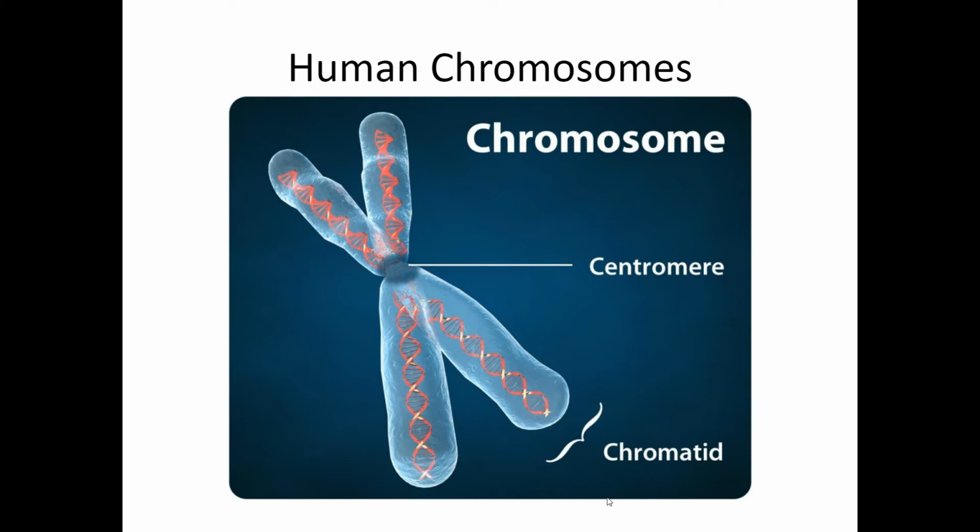22 of those homologous pairs are called autosomes. These are just regular everyday chromosomes, and then one pair of those is called sex chromosomes, and these can be either XX for female or XY for male.